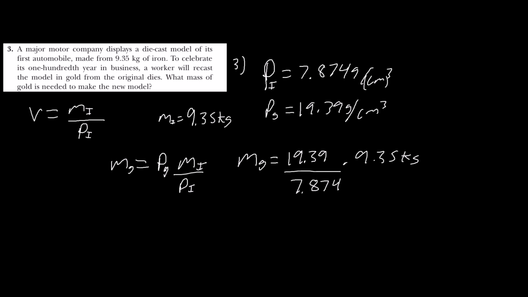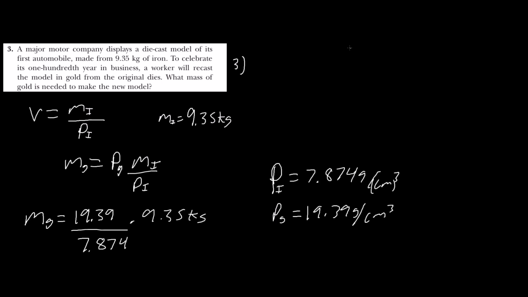19.39 divided by 7.874 multiplied by 9.35, and there's our answer, folks. The mass of the gold that we're looking at is going to equal about 23. I'm just going to keep it as 23 kilograms.